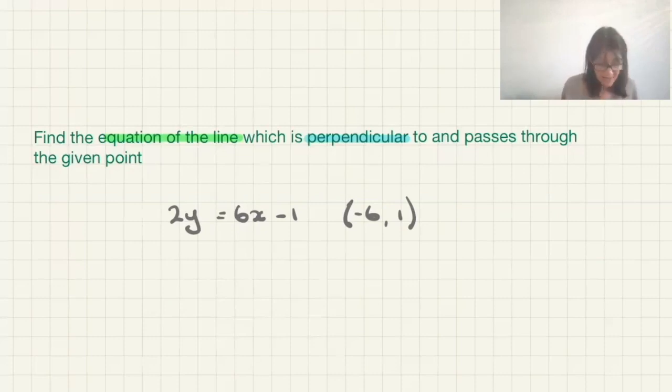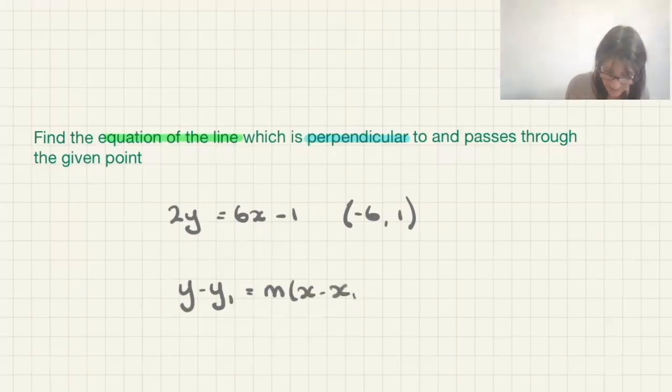Okay, so I'm thinking that this might be upsetting some of you. It doesn't fit the formula to have a 2 in front of the y. If we look at our formula, we've got y minus y1 equals m times x minus x1. There's nothing in front of that y, so I don't want anything in front of that y. If I do, I've got to deal with it. So what I'm going to do is pick up this 2, and it's going to land on the other side as a divide by 2.